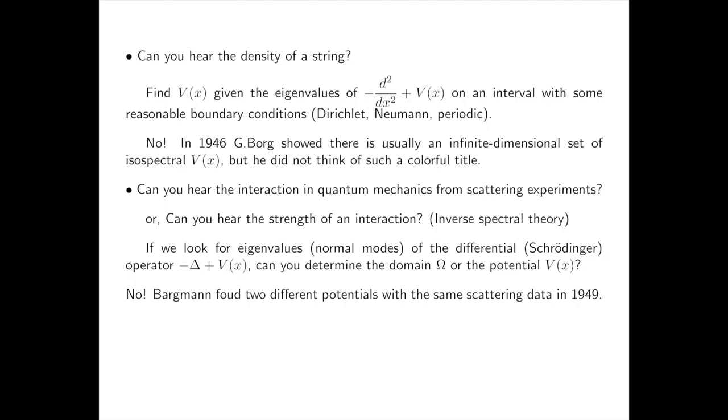This involved a one-dimensional problem. Given the eigenvalues of this operator, we in this group are very familiar with it. V is the potential. And the previous talk was about V being a random potential, right? You gave a lot of computations there.